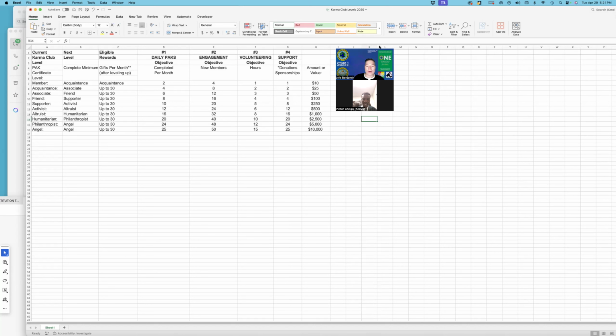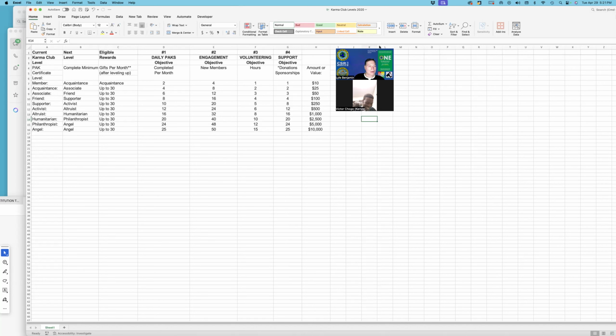There are 4 achievements that you have to do in order to level up every single month. It says it right there, doesn't it? And what are they? Daily planned acts, engagement, volunteering, and support. Isn't that what it says? So it's not a trick question.